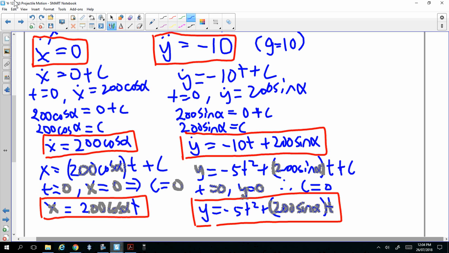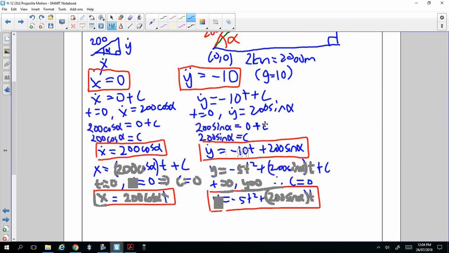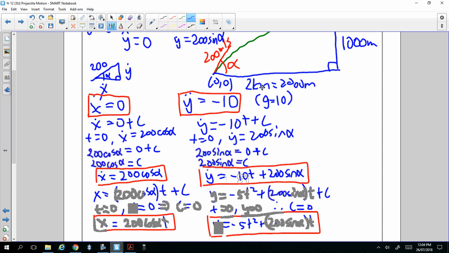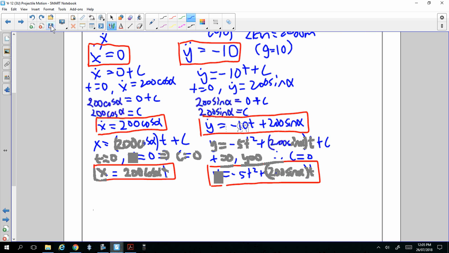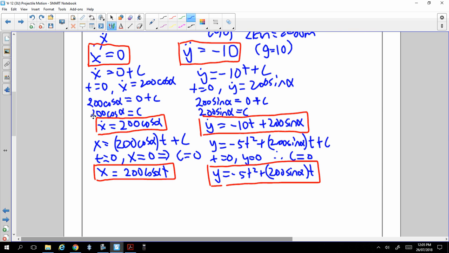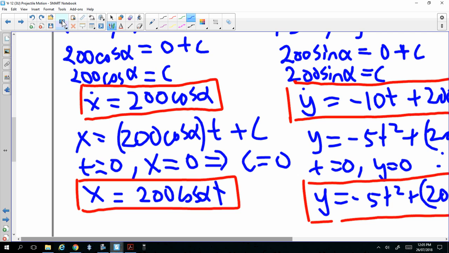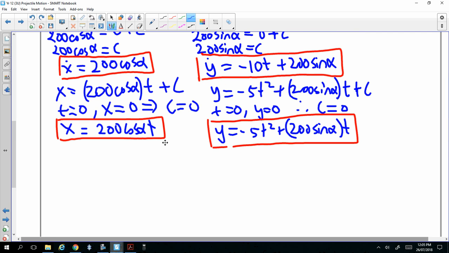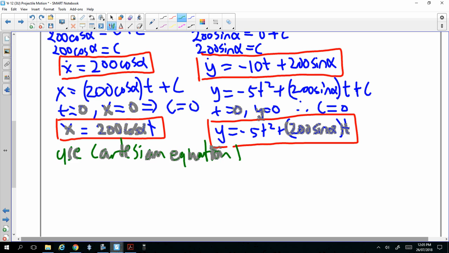Okay, now we're going to work out the angle alpha. To work out alpha, you have to use the Cartesian equation. So let's derive the Cartesian equation. Every time you want to find out the angle, you use the Cartesian equation. That's the usual idea.